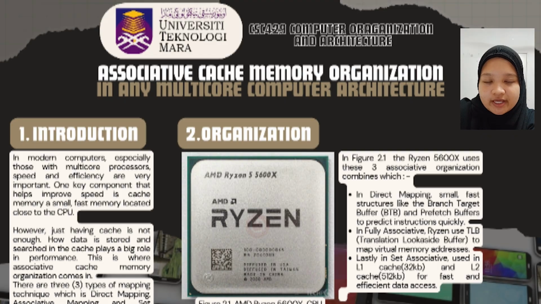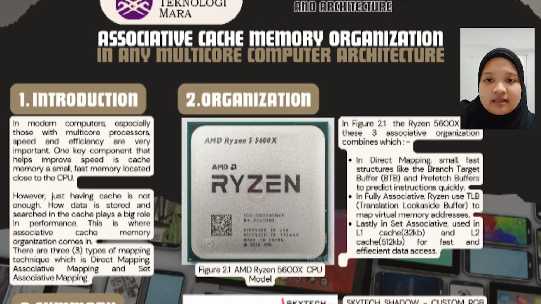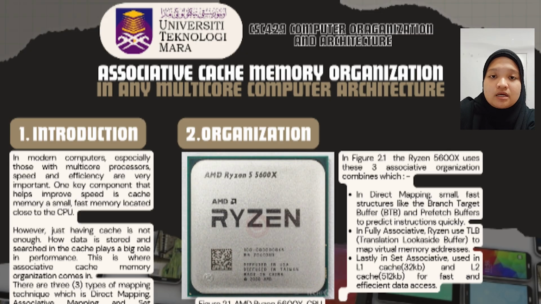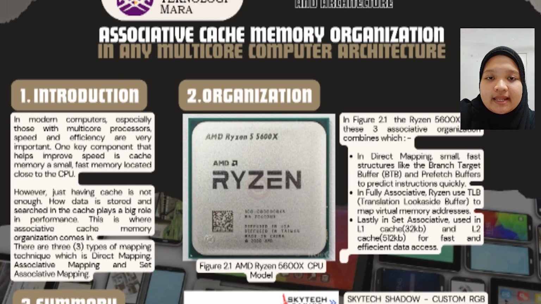Memory organization in any multi-core computer architecture, we include the introduction, organization, summary, and references. And then moving on to the introduction, generally explained: in modern computers, especially those with multi-core processors, speed and efficiency are super important. One of the key components that helps improve speed is cache memory. But just having cache memory is not enough. How the data is stored and searched inside the cache plays a big role in performance. Then there are the three main types of mapping: direct mapping, fully associative mapping, and set associative mapping.